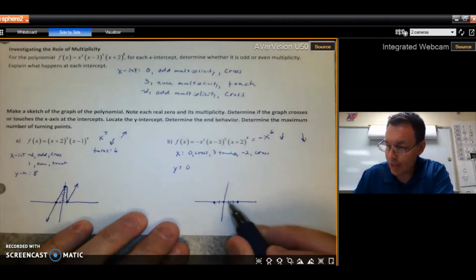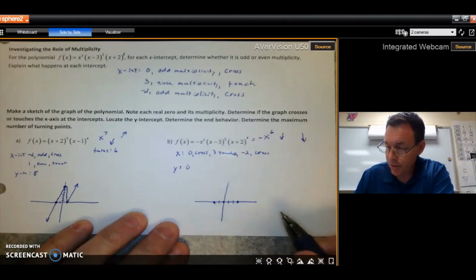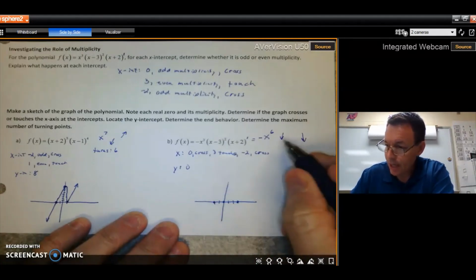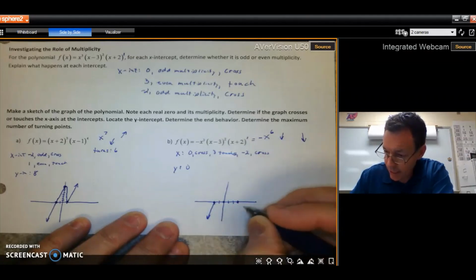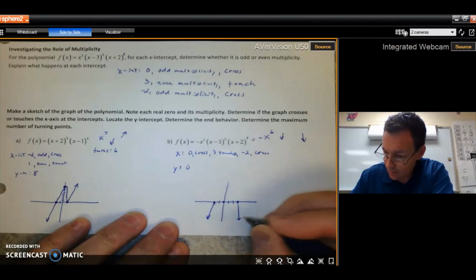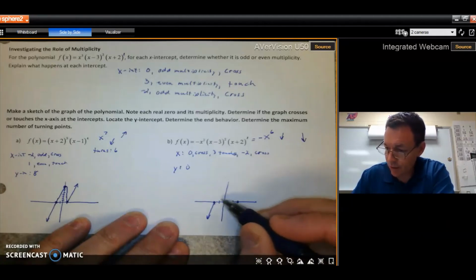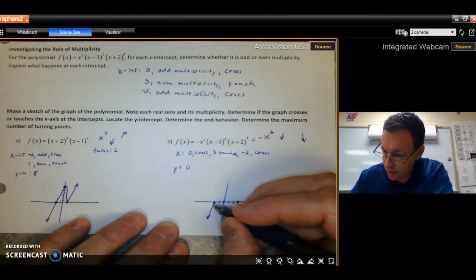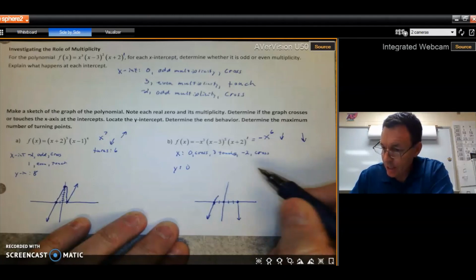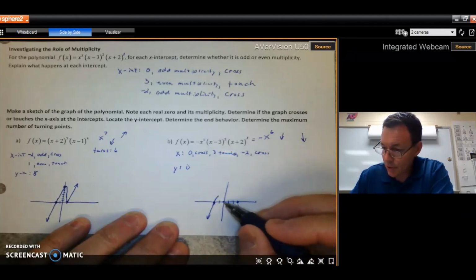So here's what I got. So I labeled my intercepts. So here's the negative 2, the 0, and the 3. I also know what the ends of my graph are going to do. They're going to go down and down. Now I just got to figure out what's going on here in the middle. So at negative 2, my graph is supposed to cross. So I'm going to cross through to the other side. And then I'm supposed to go to 0. So that's my next x-intercept.